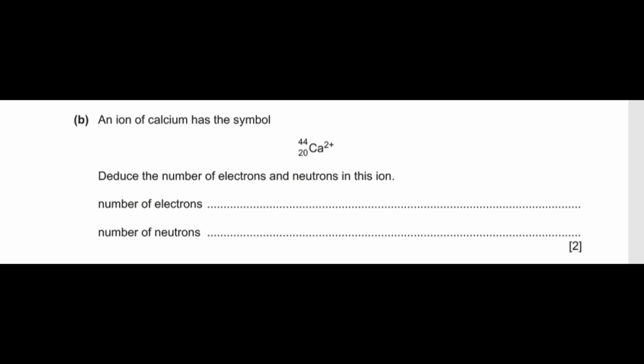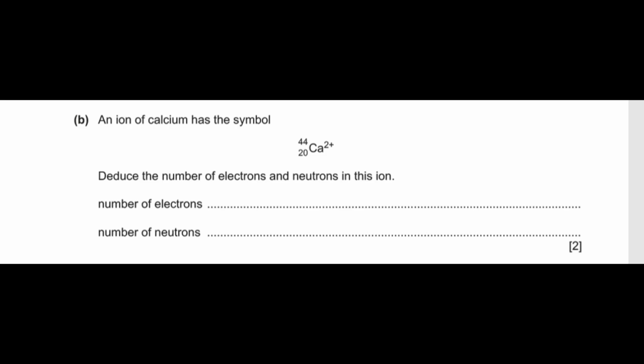The question says an ion of calcium has the symbol calcium +2, as you see on the screen. The question is: deduce the number of electrons and neutrons in this ion. Alright, let me first explain that in any symbol of an element there are two numbers written.